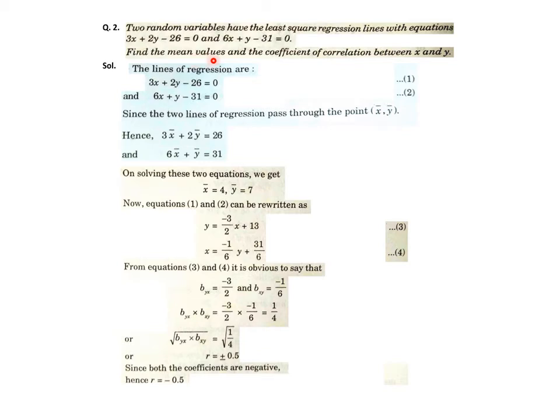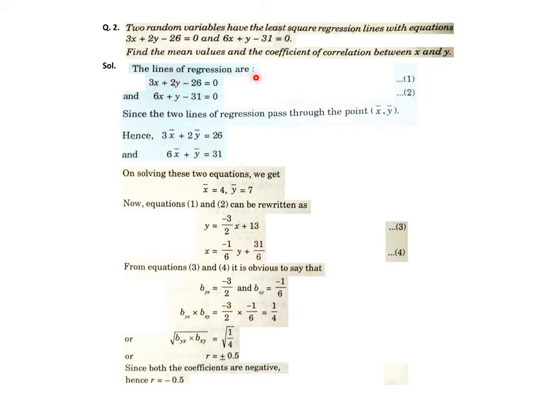Find the mean values. That is, we need x bar and y bar, the mean values of both the variables, and the coefficient of correlation between x and y, meaning the Karl Pearson coefficient of correlation, the value of r. And for doing all this, we will use certain formulas.